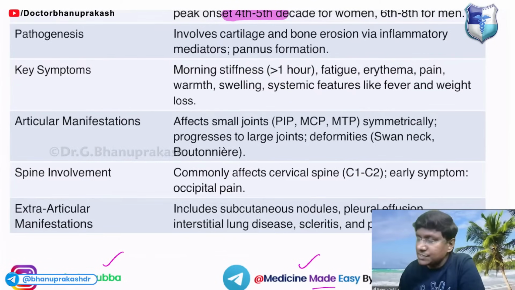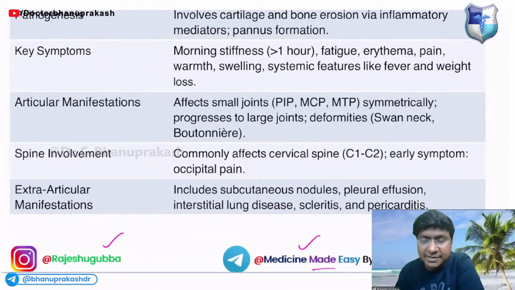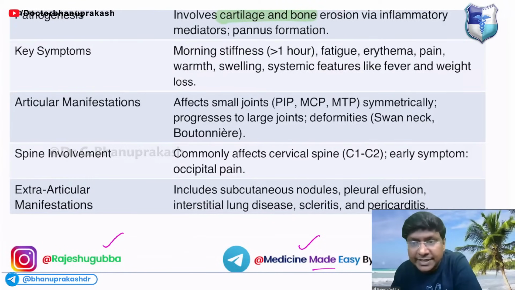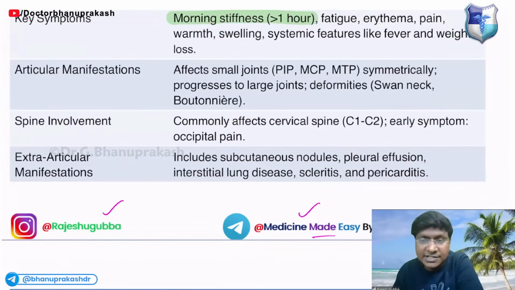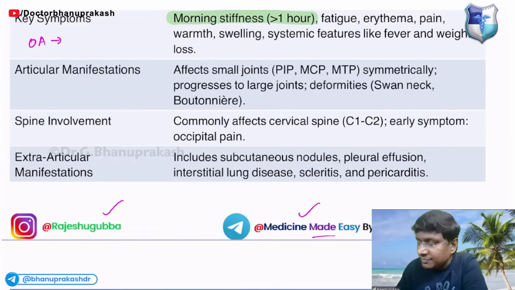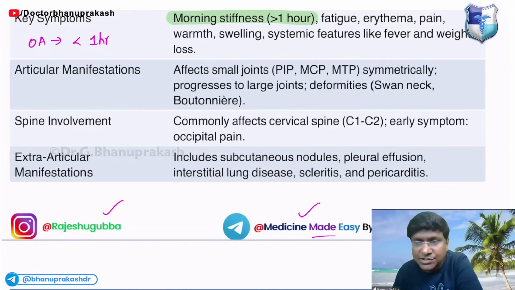In the pathogenesis, please remember, it is not only the bone which gets affected in rheumatoid arthritis. It involves both the cartilage as well as bone, so there is erosion of the bone and erosion of the cartilage. The key symptom in these patients will be morning stiffness lasting more than 1 hour. In osteoarthritis there is also morning stiffness, but it is less than 1 hour. That is the important difference.